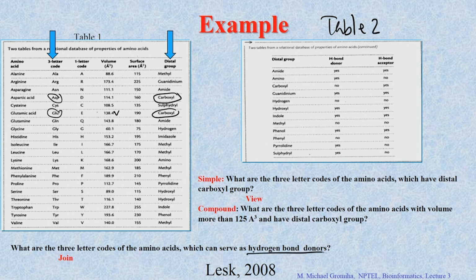So, hydrogen bond donors. What are hydrogen bond donors? For example, take this, yes. And the amide. Then go here with the amide, this amide is here, and the 3-letter code is this one. So, here you need to join.